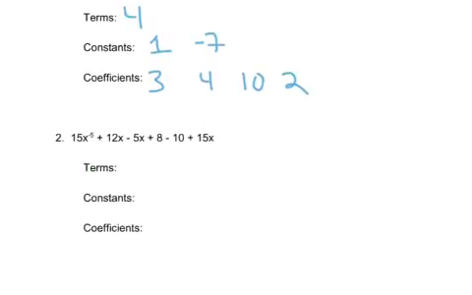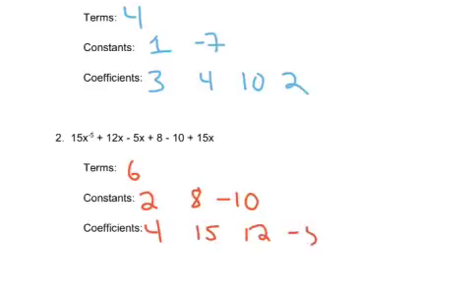If we try this one, I have 1, 2, 3, 4, 5, 6 terms. Constants, I have 2, and they would be the 8 and the -10. The coefficients, I have 4. I would have the 15, the 12, the -5, and the other 15.